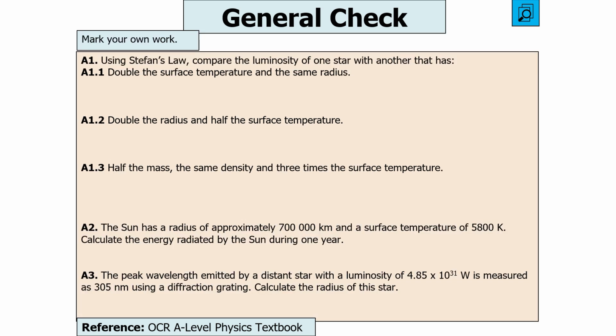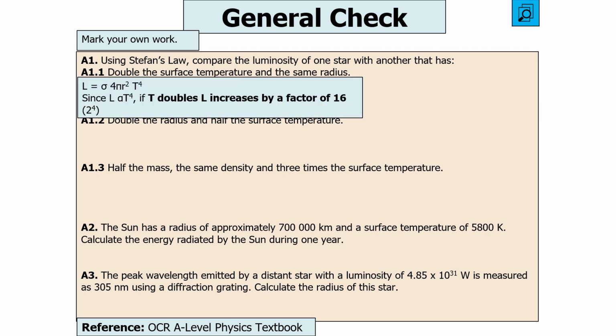Right, so this first one is using Stefan's law and looking at how the factors link to each other. So Stefan's law is that the brightness or the luminosity is equal to sigma A T to the 4, where A is 4 pi r squared, because that is the surface area of a sphere, which we assume a star to be. So that tells us if we keep everything else constant but double the temperature, well therefore, okay, L will increase by a factor of 16 because it's 2 to the power of 4.